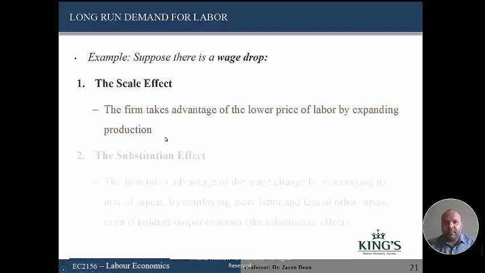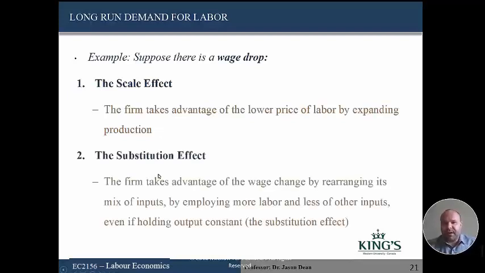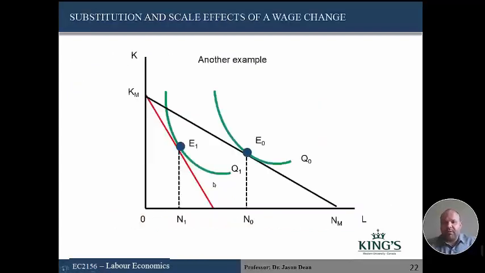output. The substitution effect, on the other hand, would say the firm should take advantage of the wage drop by rearranging its mix of inputs and employing more labor and less of other inputs, even holding output constant. So the substitution effect is saying labor is cheaper now, we should buy more of it.